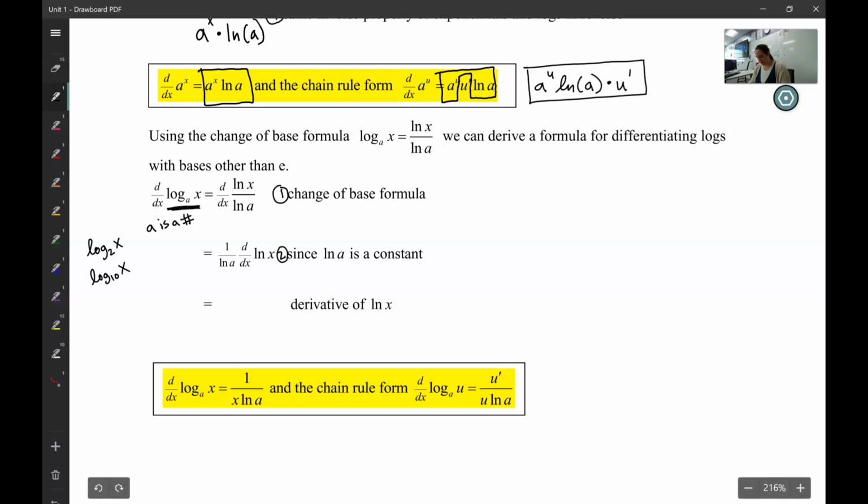Step 2, since ln of a is a number or a constant, I can pull it out of the derivative. That's that scalar multiplication rule. So this is a number. I can type that into my calculator and get a number. So I'm going to pull it out of the derivative. And now I can take the derivative of ln of x, which I know is 1 over x. So that gives me my derivative rule, 1 over x times ln of a.